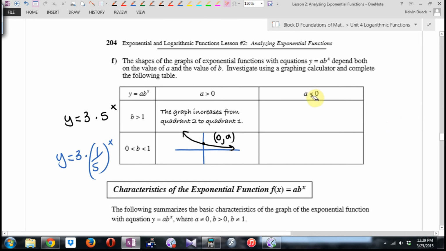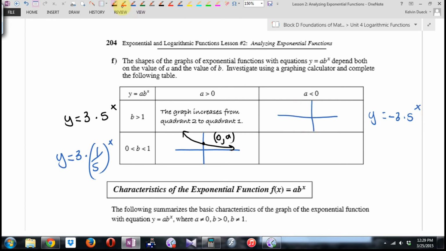What if A was not a fraction? Negative. How about negative 3 times 5 to the x? Well, that's going to be a graph that's going to be below the x-axis. It's going to be this graph. Don't write this down. Flipped. It's going to look like this.